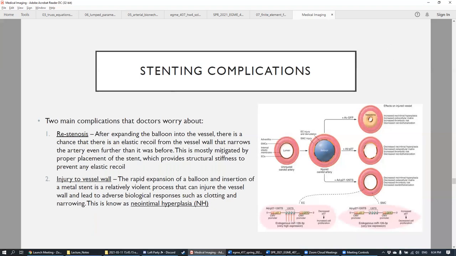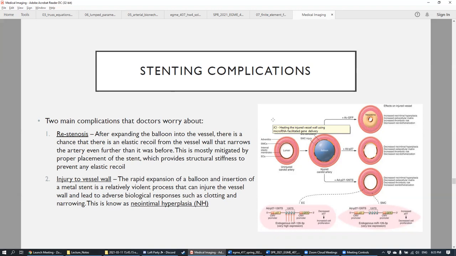Okay, so let's talk about some complications with stents. Doctors are usually worried about two things. The first thing that they're worried about is something called restenosis. In restenosis, as you saw in the video, the catheter goes in and a balloon is expanded to push the plaque out. After you push the plaque out, there's a chance that there might be some elastic recoil. So you might expand the vessel, and then there might be such a strong elastic response that it crushes the stent back together again.